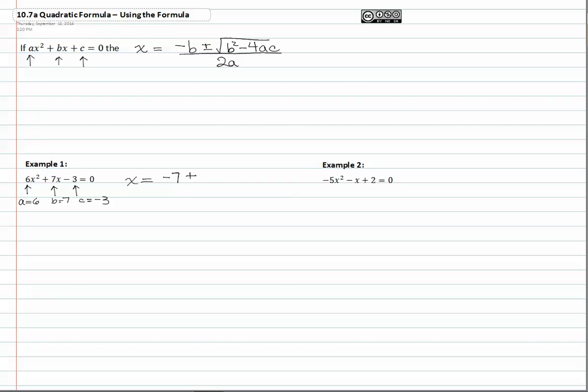Negative 7 plus or minus the square root of b squared, 7 squared, minus 4 times a, which is 6, and c, which is negative 3, all over 2 times 6. Now I need to simplify this. x is equal to negative 7 plus or minus, let's do the inside of the radical first. 7 times 7 is 49. 4 times 6 is 24 times negative 3. 2 times 6 is 12 in the denominator.